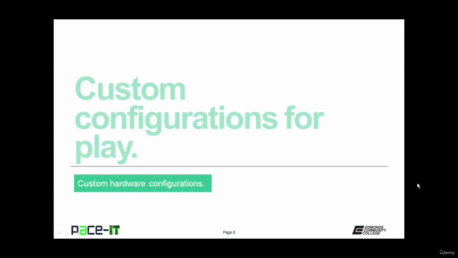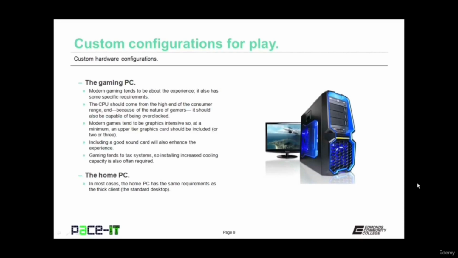Now let's move on to custom configurations for play. And we start with the gaming PC. Modern gaming tends to be about the experience. It also has some specific requirements. The CPU in a gaming machine should come from the high end of the consumer market. And because of the nature of gamers, it should also be capable of being overclocked.